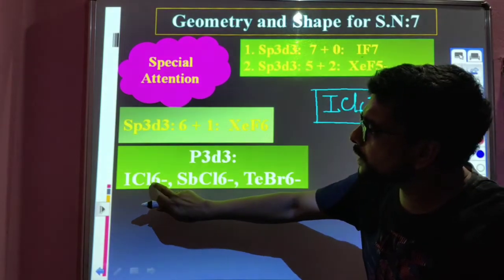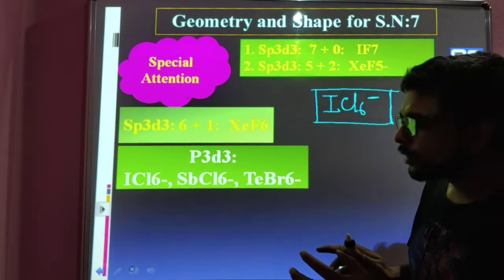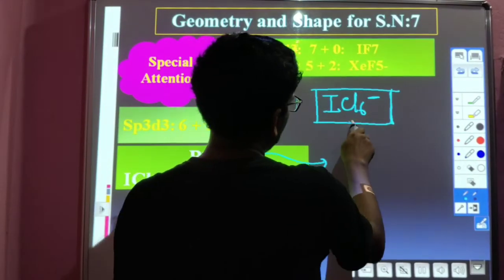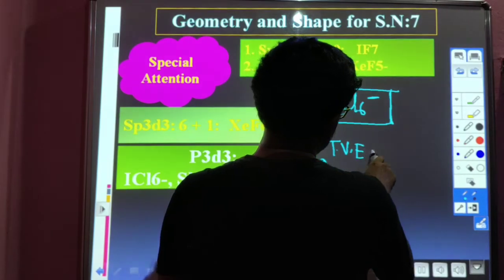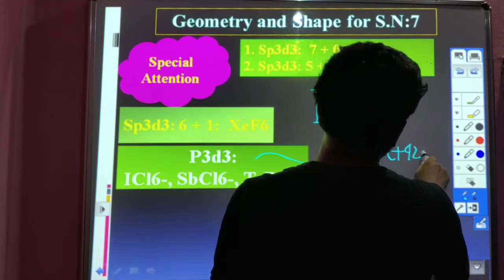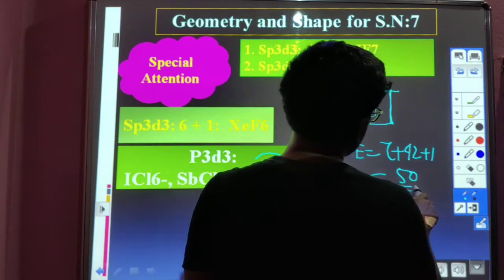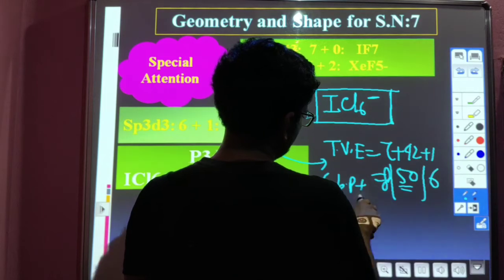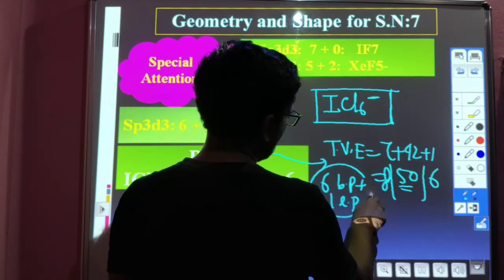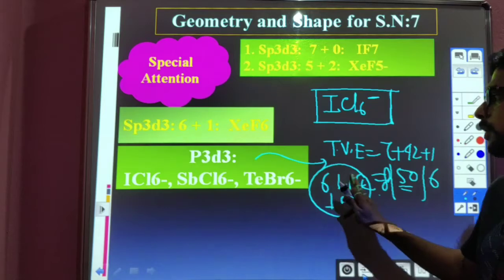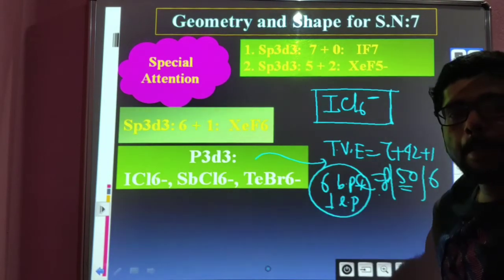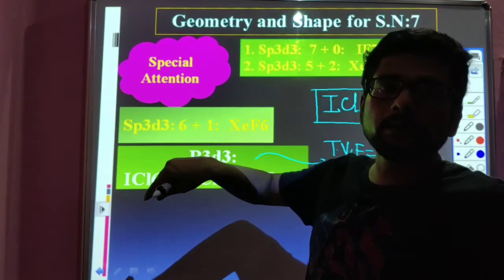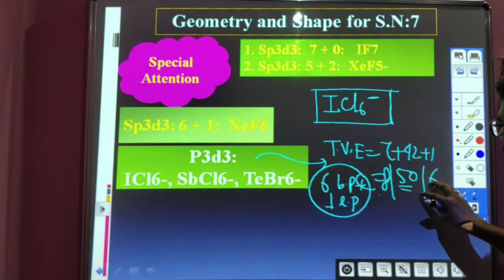In case of ICl6 minus, what will happen? If you calculate the total valence electron, then 7 plus 42 plus 1, that is 50. So we just divide by 8. 6 bond here plus 1 lone pair here. This is the drawback of VSEPR. From VSEPR you cannot predict this one. VSEPR means valence shell electron pair repulsion theory. You will get simply 6 bond pair and 1 lone pair.